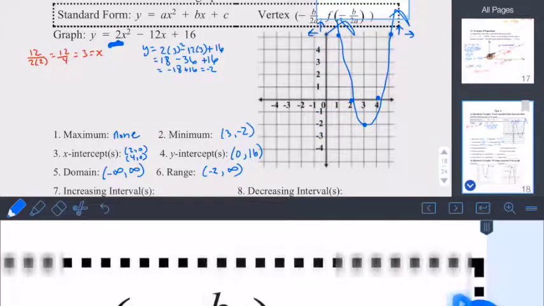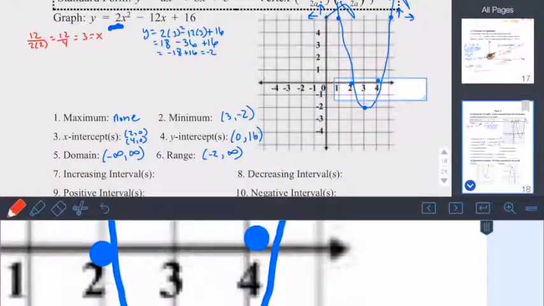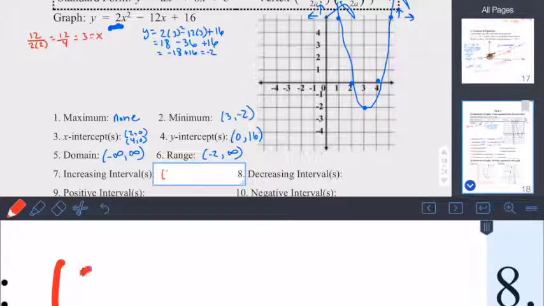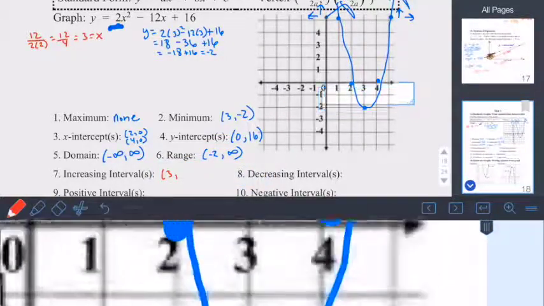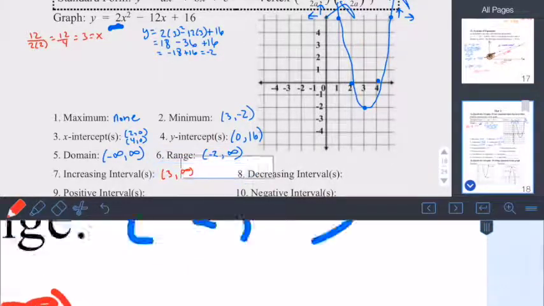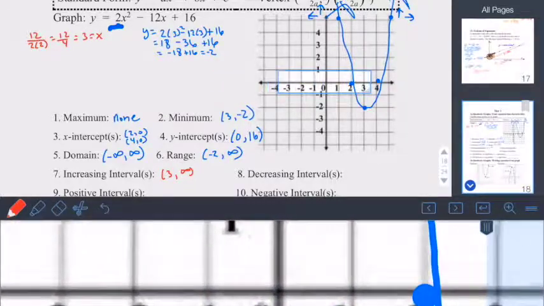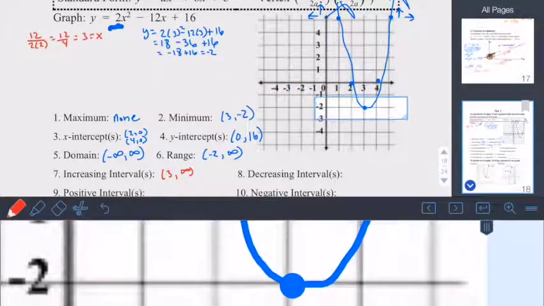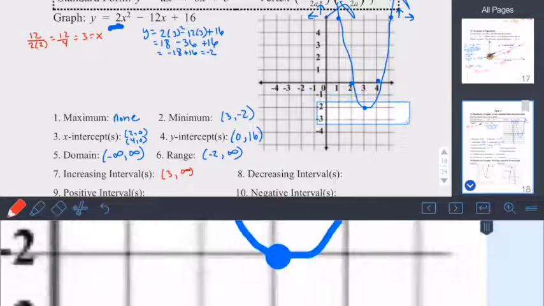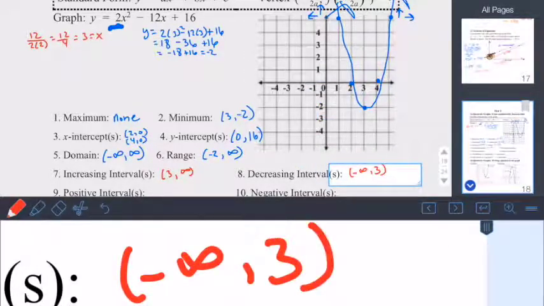It only goes up. Increasing is where it's going up. So it starts increasing here at 3, and then it's increasing forever to the right. So from 3 to infinity. Then it's decreasing from negative infinity until 3. It's decreasing forever and ever until this point. So from negative infinity till 3.